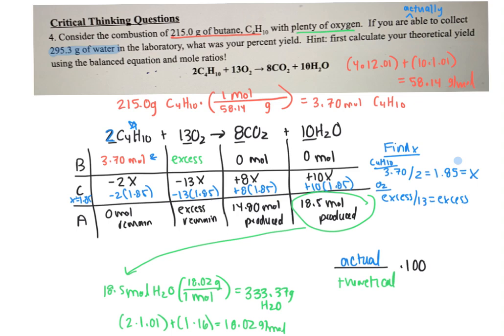So finally, now that number we've been ignoring in the problem, if we were actually able to make 295.3 grams. So not in theory, I actually did this combustion reaction, collected the water, put it on a balance, figured out it weighed 295.3 grams. Compare that to the theoretical that we just calculated, 333.37 grams, times 100. That will give me my percent yield, and I got 88.6%. Hopefully that was helpful.